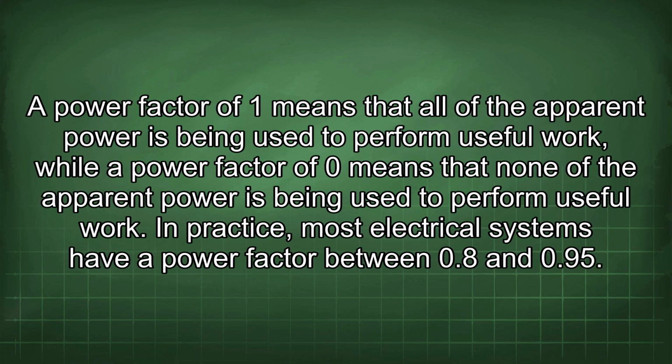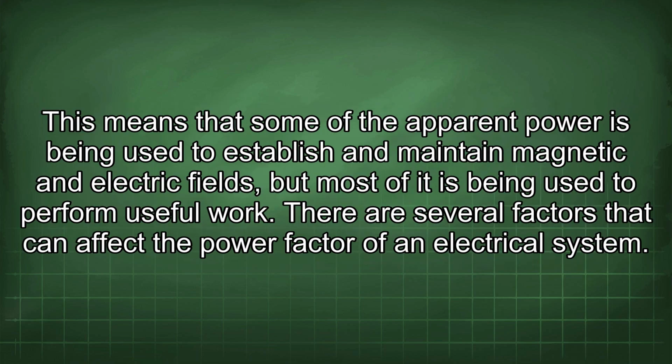A power factor of 1 means that all of the apparent power is being used to perform useful work, while a power factor of 0 means that none of the apparent power is being used to perform useful work. In practice, most electrical systems have a power factor between 0.8 and 0.95. This means that some of the apparent power is being used to establish and maintain magnetic and electric fields, but most of it is being used to perform useful work.